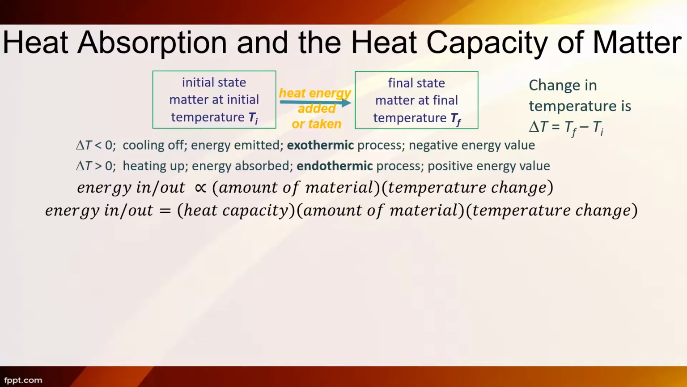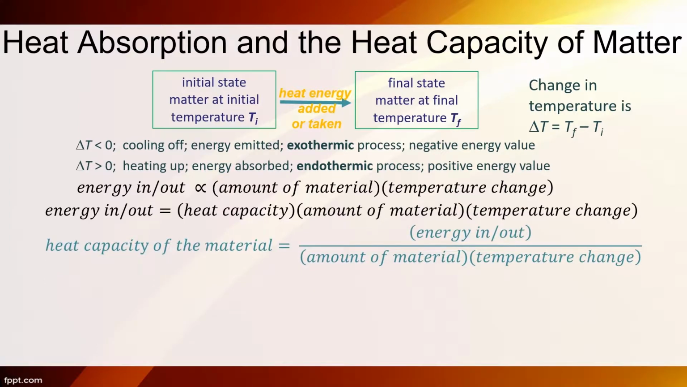This simple fact of absoluteness allows us to rewrite our equation by simply multiplying the product of the amount of material and temperature change by a constant called the heat capacity of the material. This also allows us to replace the proportionality symbol with an equal sign. Algebraic rearrangement gives us a useful equation to measure the heat capacity constant of the material.